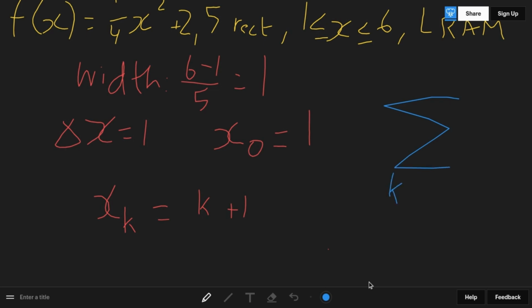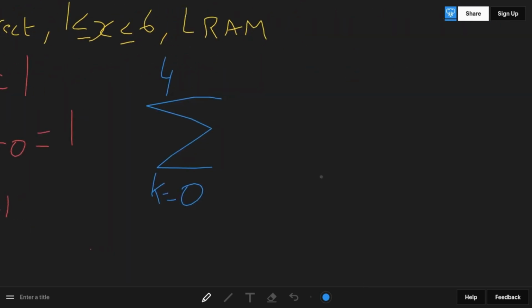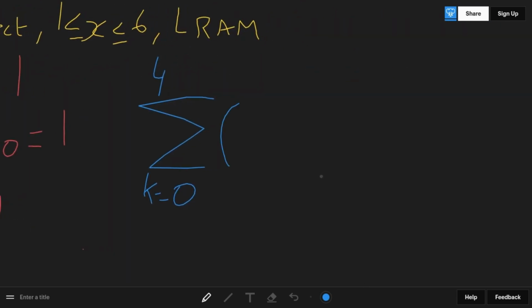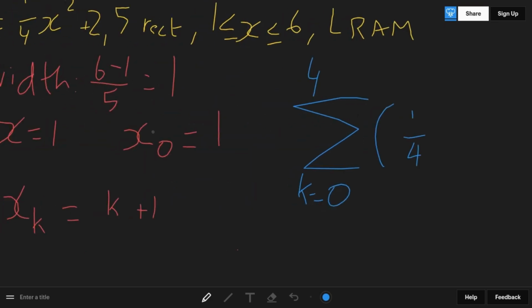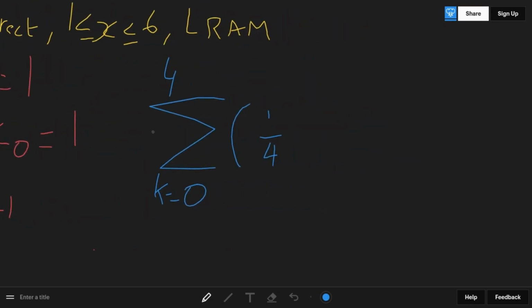And so k, since it's LRAM, k starts off at 0. We go to, since we have 5 rectangles, so we do 5 minus 1 here, which is 4. Then I'm going to plug in the equation f of x, except for x, I'm going to plug in x of k. That's how I get k down here.